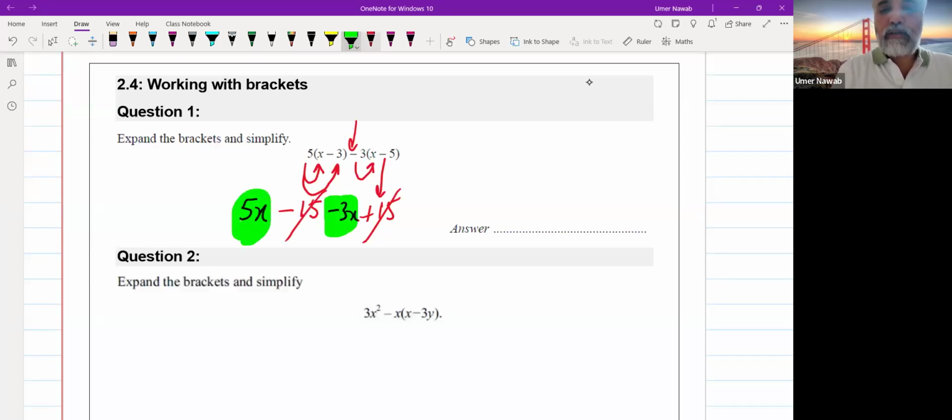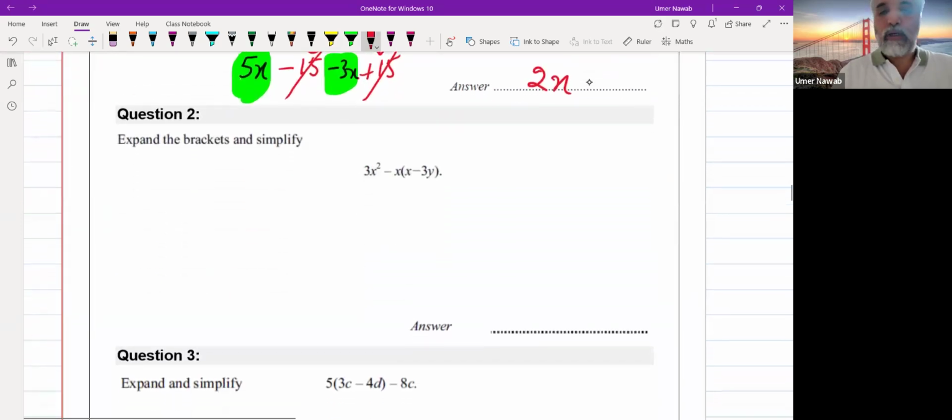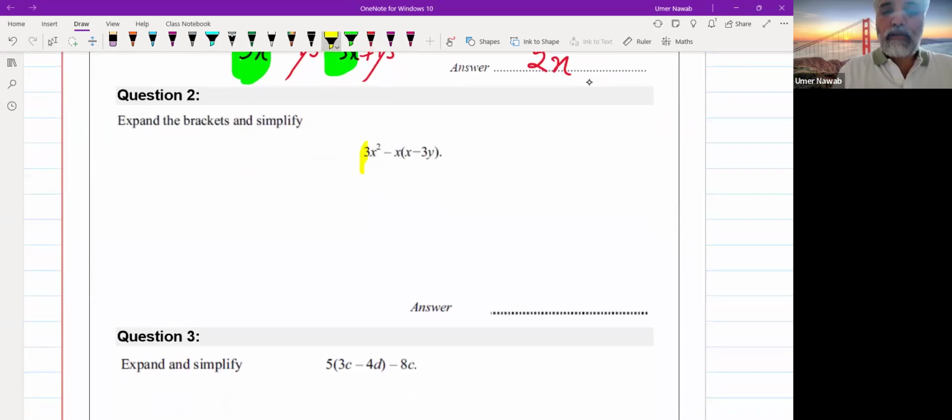5x minus 3x in simplification gives you just 2x. Now 3x squared is all alone outside, but this negative x is multiplying inside the bracket. So I'm going to do that. So 3x squared I copied.